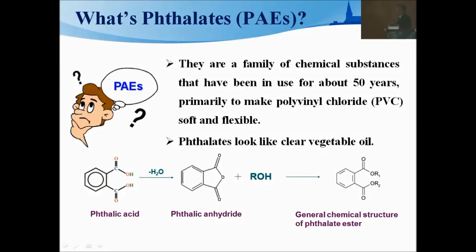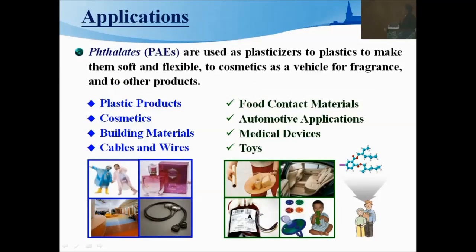Phthalates are added to plastics to make them softer and more flexible, and are also added to cosmetics as a vehicle for fragrance and other products. So phthalate is used in plastic products, cosmetics, building materials such as PVC flooring, tables and wires, and also in food contact materials, automotive applications, medical devices and toys.